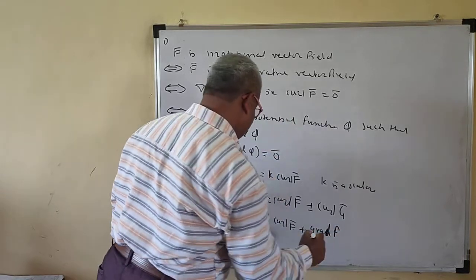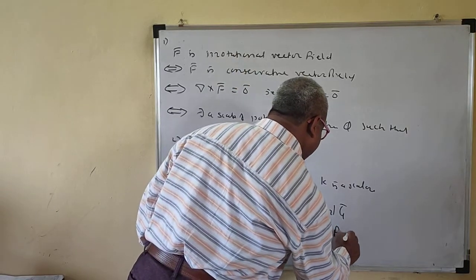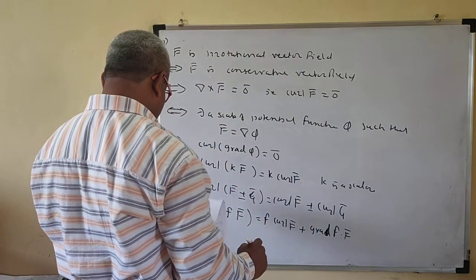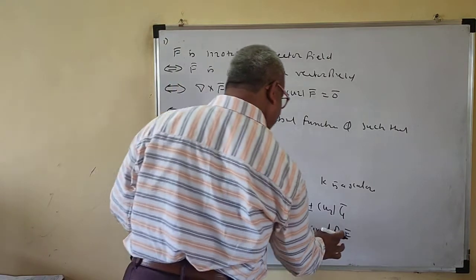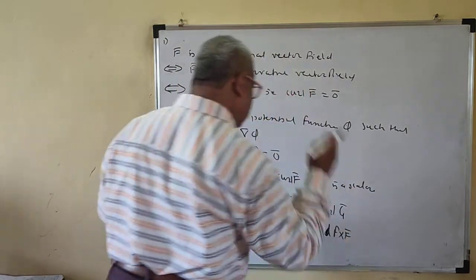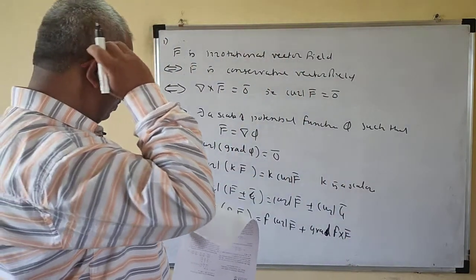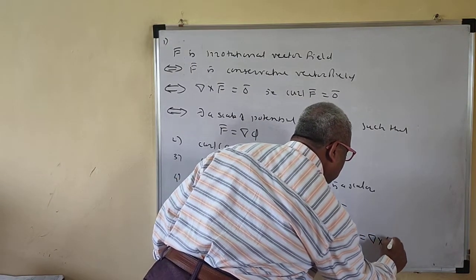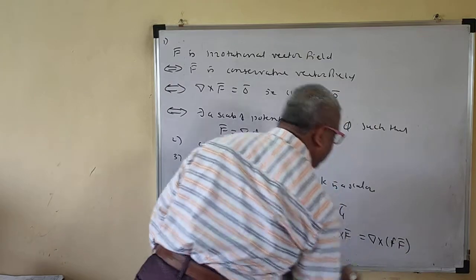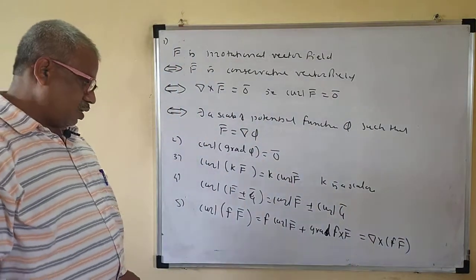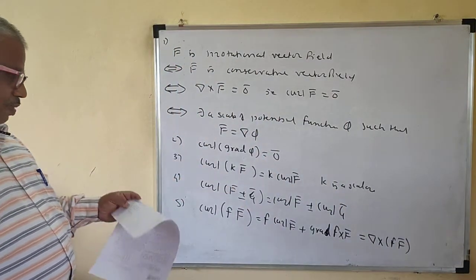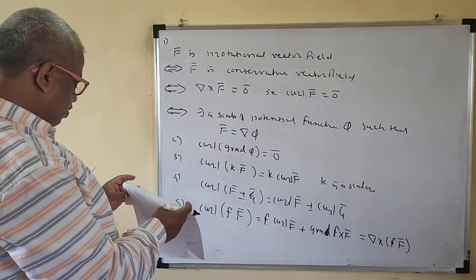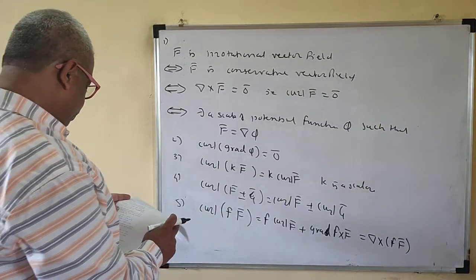f dot f bar, this is dot f cross, this is cross f bar. Symbolically, this is nothing but the cross f bar. Okay, so take cross f bar. So these are the properties for curl.